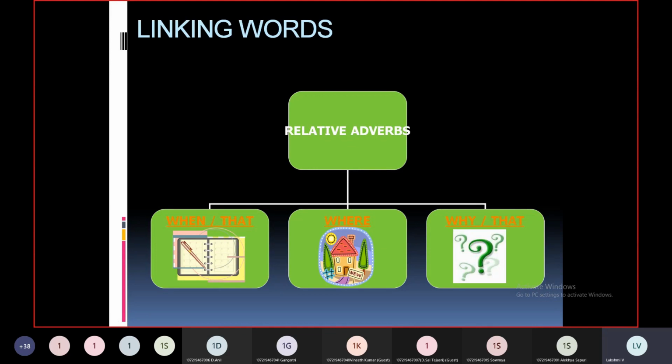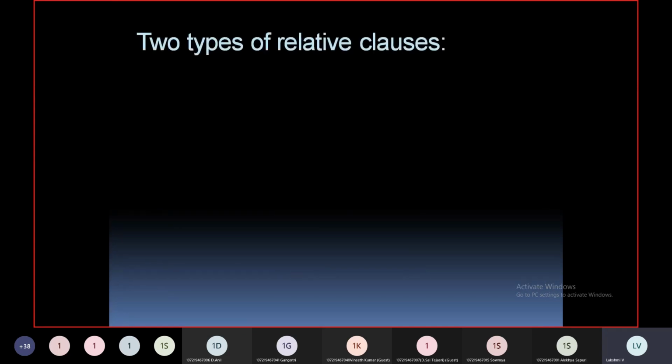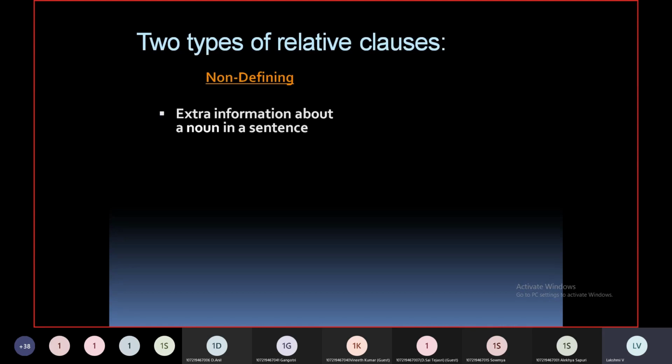We have two kinds of relative clauses. One is the non-defining relative clause. This non-defining relative clause gives additional information about the noun in a sentence. Whenever we are giving a non-defining clause, non-defining clauses are always separated with commas.